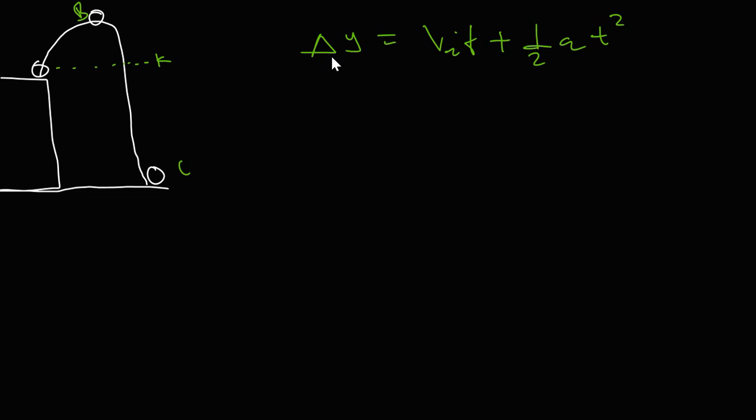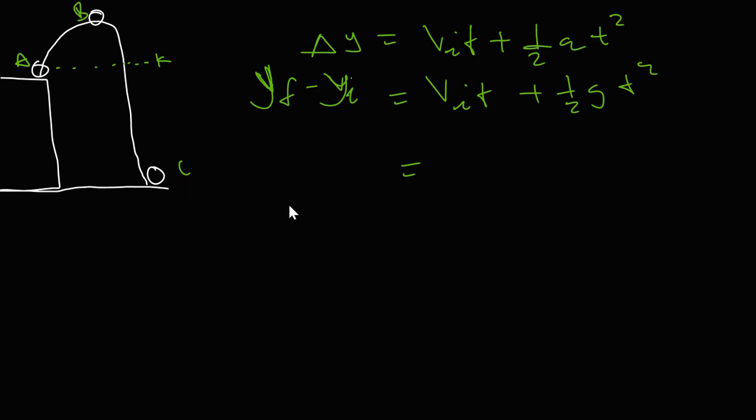We know something about the change in y. Change in y is literally y final minus y initial, which is going to equal v initial t plus half acceleration, I put g, times time squared. We're trying to find the time the ball takes from A to C.